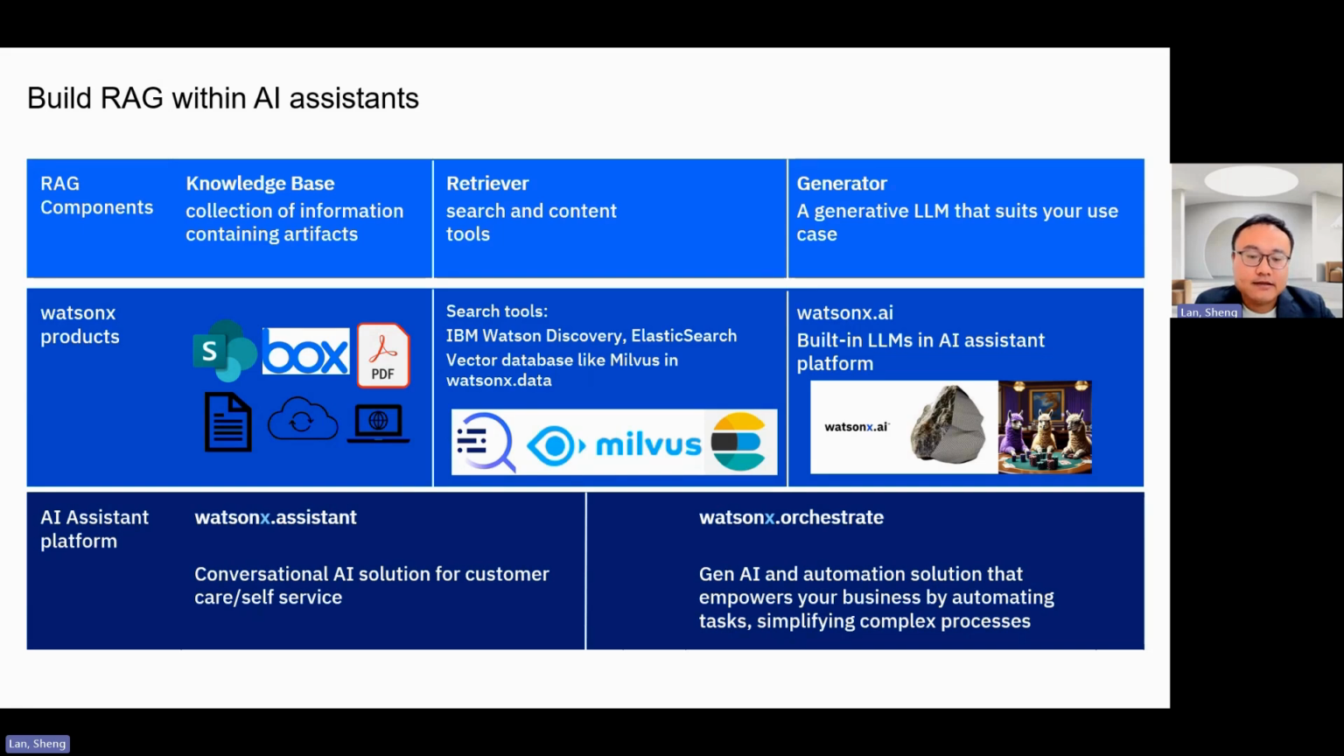Another thing to notice is that the large language model, the generation component, can already be built into this AI assistant. So Watsonx Assistant and Orchestrate already have the built-in features. You don't have to set up Watsonx.ai separately. So that is the second approach.